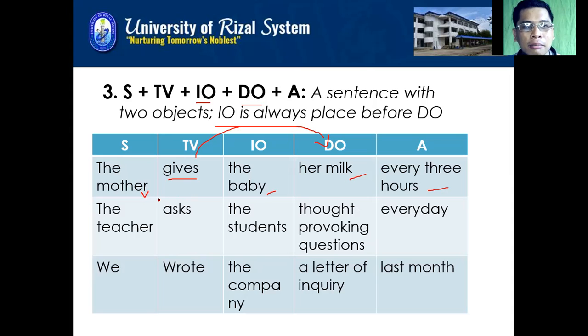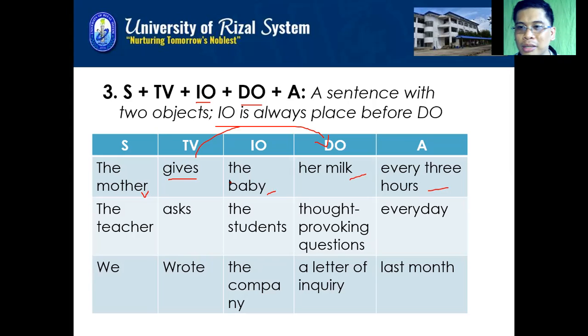Let's say the mother gives the milk for whom? For the baby. Okay? The mother gives her milk for whom? For the baby. Okay? Again, if you're just going to eliminate the word the baby, the mother gives her milk. Okay? So that gives us an idea na ganun ang indirect object. Now, the indirect object being followed before the direct object. So the baby gives you idea that it is the indirect object.